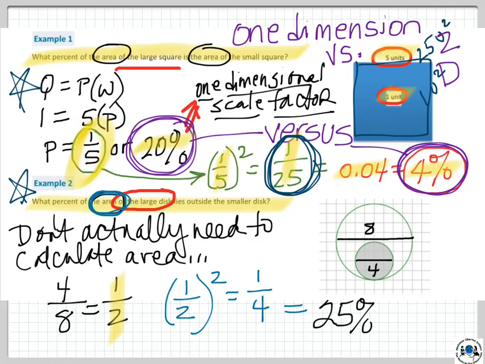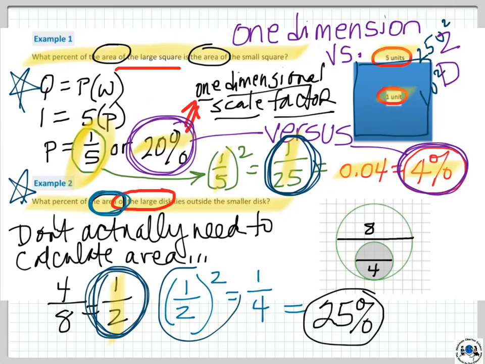And then if we go ahead and square that factor, because this is the scale factor as it stands, as a scale factor of the one dimension, that one diameter dimension. So then we're going to square that, because that's how we get the scale factor of the area. And we get 1/4. 1 over 4 is our scale factor of the area, and that is 25%. So in terms of area, this small circle is 25% of that larger circle.